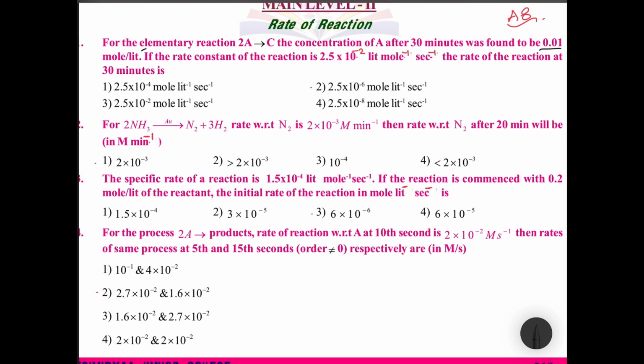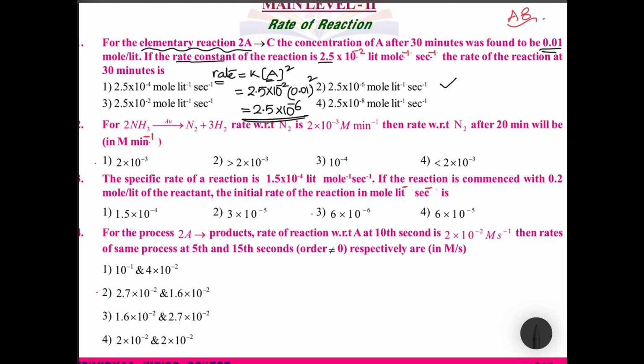See, when it is mentioned elementary reaction, you have to say rate is equal to K into A to the power 2. He is asking rate. K is given, rate constant is 2.5 × 10^-2 into A. A is the concentration. Concentration is 0.01, 0.01 whole square. So this will become 2.5 × 10^-6 moles per liter per second. That is the unit of rate of reaction.